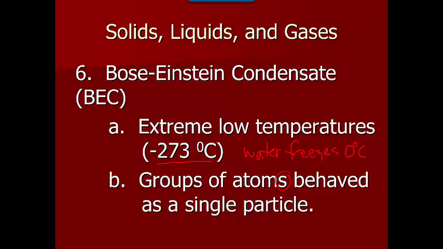And that's where we'll stop with this video on solids, liquids, gases, and the different states of matter.